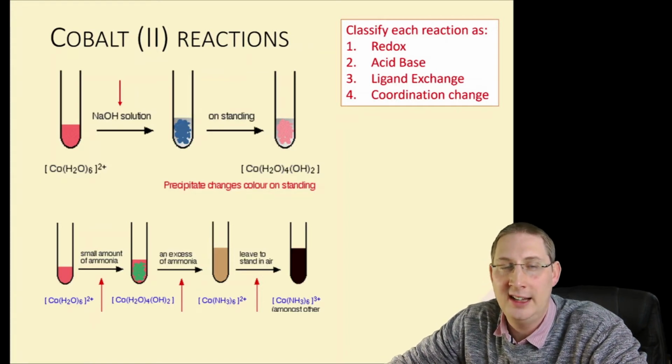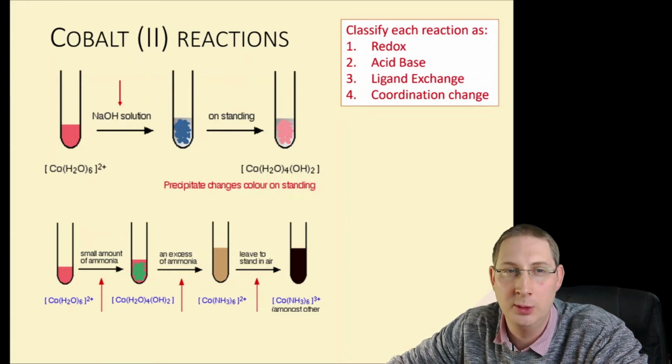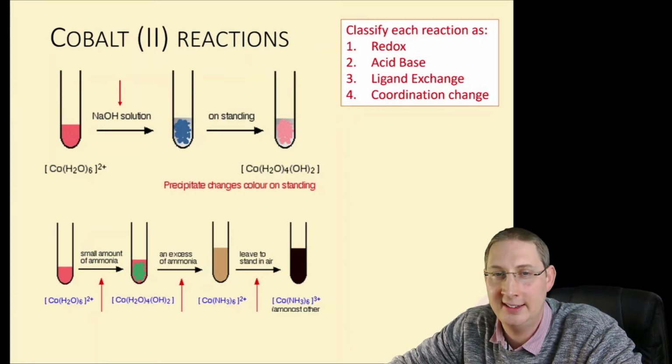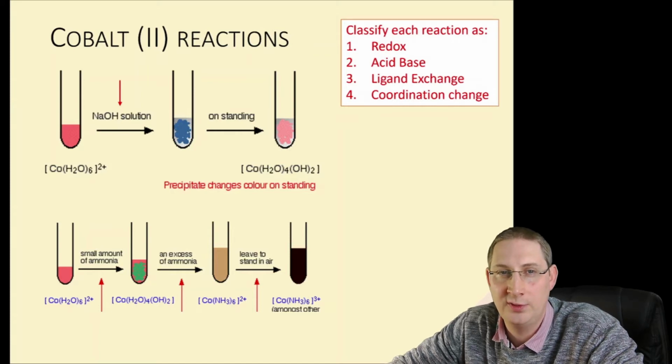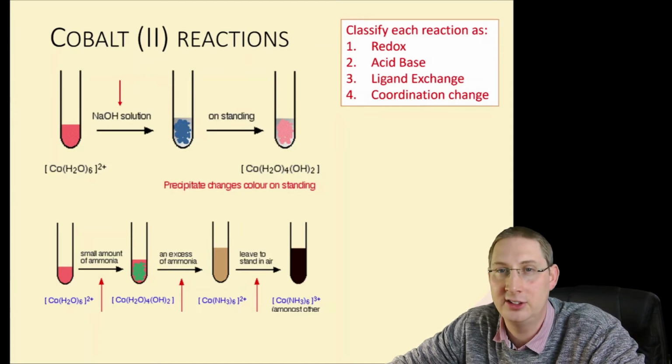So let's see if you've taken that in. Here we've got the reactions of cobalt, starting with the pink hexa-aqua cobalt 2. On the top, adding sodium hydroxide. On the bottom, adding ammonia, a small amount followed by an excess. Classify each of those 4 red arrows as redox, acid-base, ligand exchange, or a change in coordination. So these 4 things we saw at the beginning of the video. Which type of reaction is each of these? Pause the video, have a think.